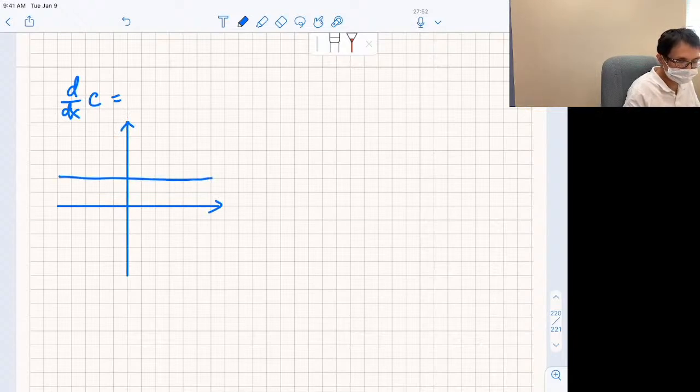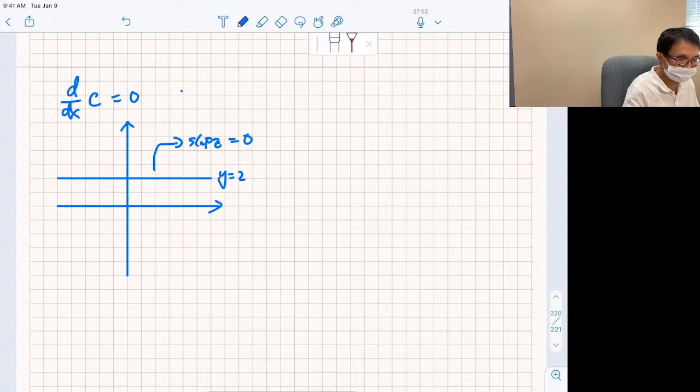This is y equal to 2. What is the slope of this line? Rise over run. Zero. It's just a straight line. Remember, derivative is a slope. So this slope is 0, so the derivative of any constant is 0.